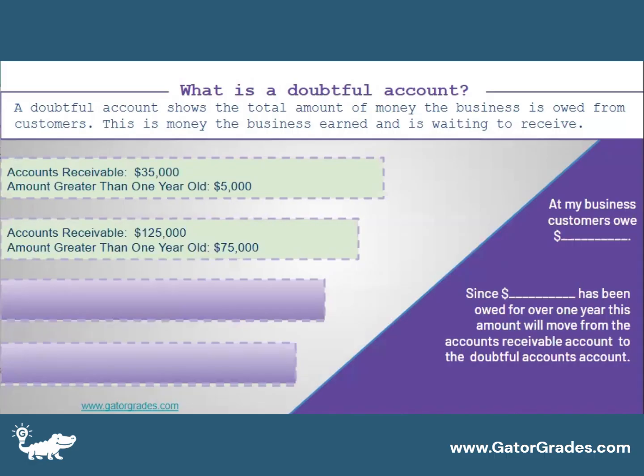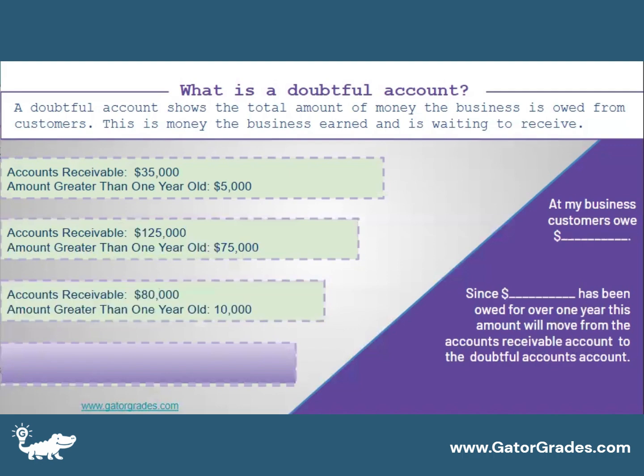Did you say, at my business, customers owe $125,000. Since $75,000 has been owed for over 1 year, this amount will move from the accounts receivable account to the doubtful accounts account. Now try the third green rectangle on the left. Did you say, at my business, customers owe $80,000. Since $10,000 has been owed for over 1 year, this amount will move from the accounts receivable account to the doubtful accounts account.